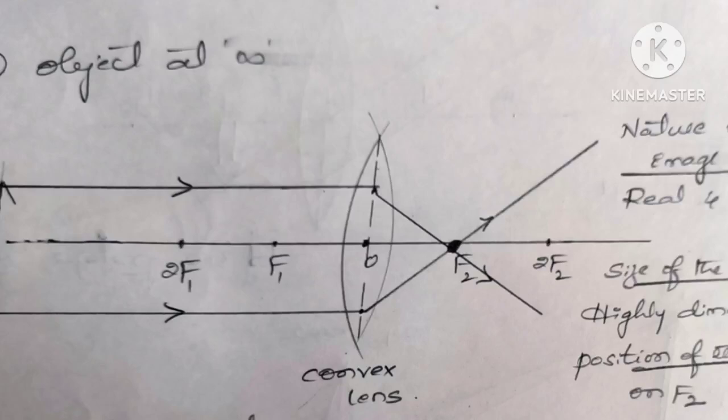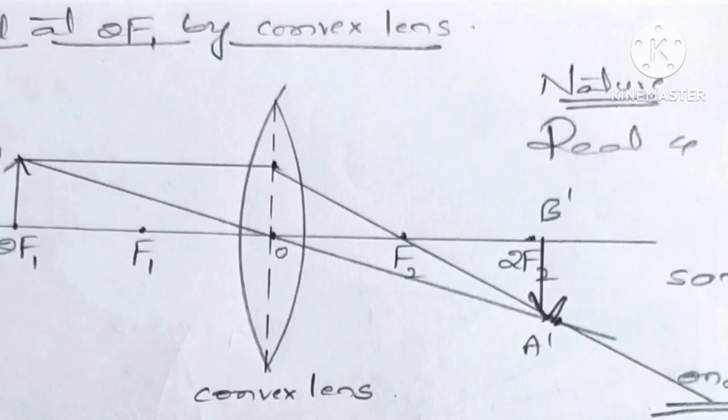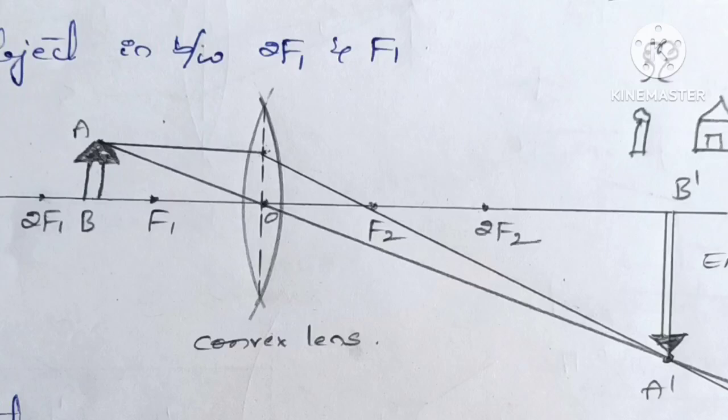Today's video is about image formation by lenses. In this video I am going to explain the formation of image by a convex lens with accurate measurement, and how to write the nature, size and position of the image.